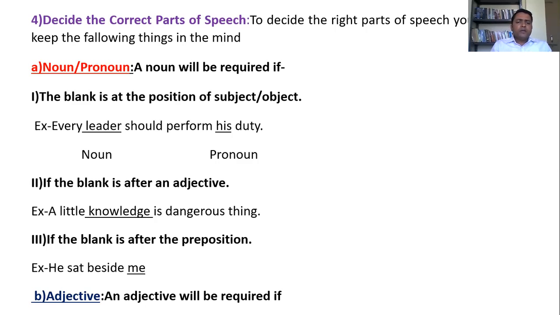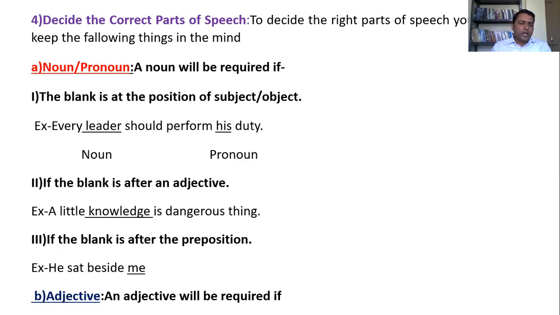If the blank is after the preposition, example, he sat beside me. Beside here is a preposition. Me is a pronoun. So if the blank comes after the preposition, we must use noun or pronoun.